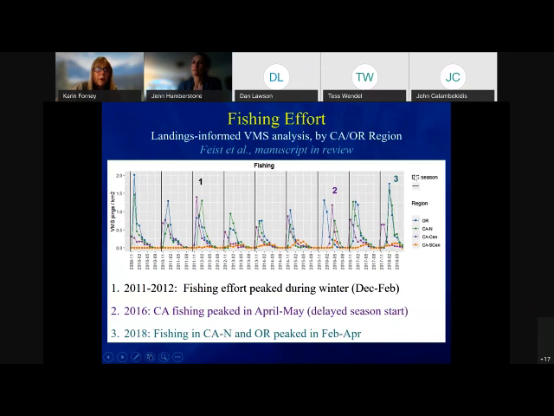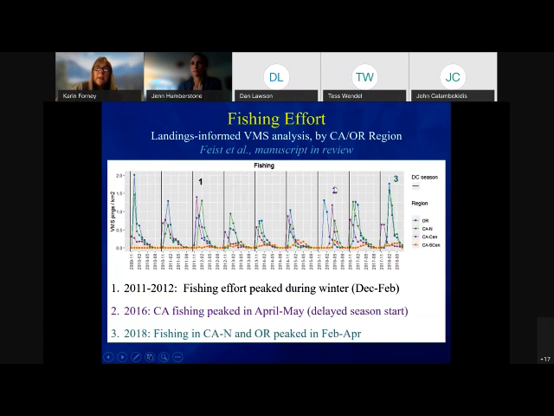I don't know if you can see my pointer. I'm trying to aid a little bit, and I've numbered those just to make a few points. There are many things we can pick out of this, but I just wanted to make a few points. In number 1, in 2011-12, we see a typical peak of fishing effort in December through February. That goes for all regions except perhaps the South Central California region. And that's typical for most years in this time series, especially the early ones.